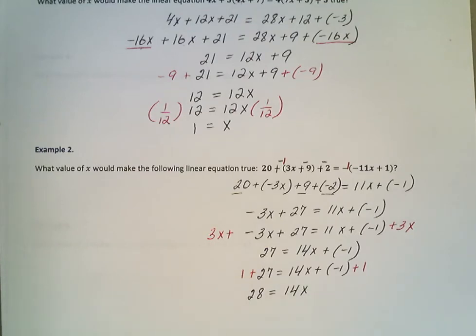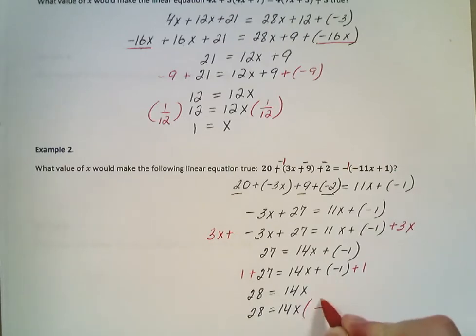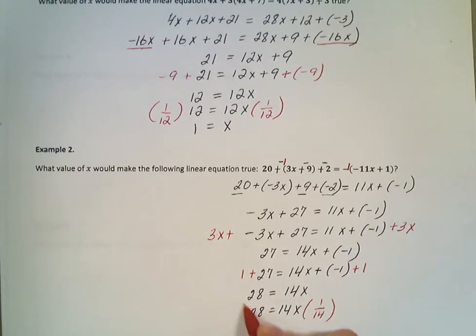Okay, so now what I need to do is find x by multiplying both sides of my equation by the reciprocal of 14. 28 equals 14x, and I'm multiplying by 1/14 on both sides. 2 equals x.